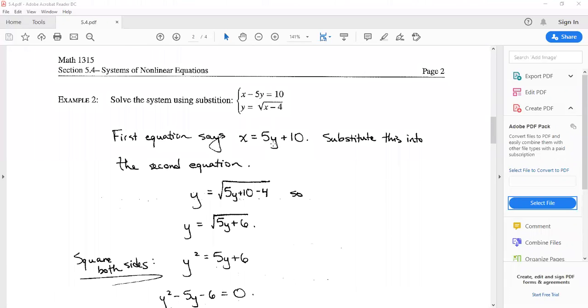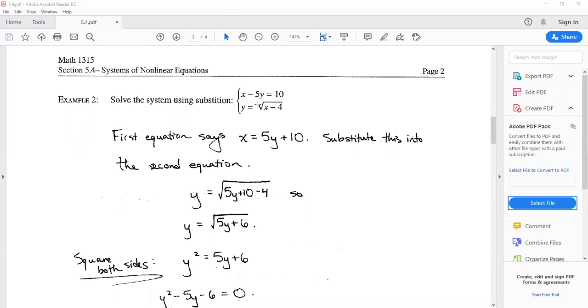All right, one more using that same method of substitution. They give us here x minus 5y equals 10. Again, notice that's a linear equation. But the second one, y equals the square root of x minus 4, is not linear, right? We have the square root in there.